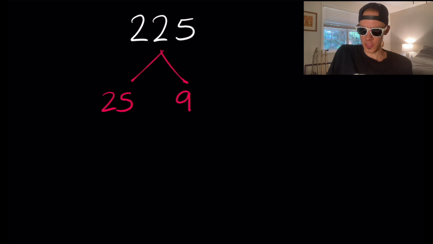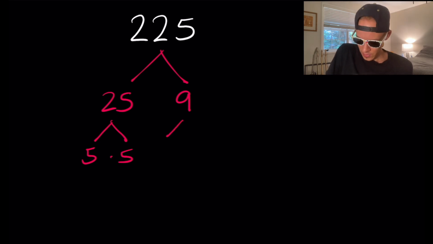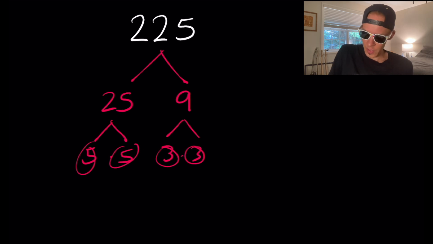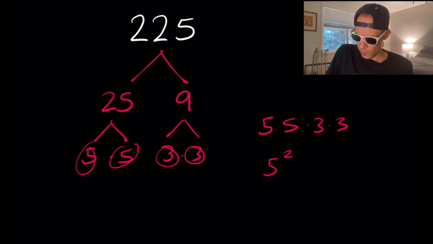I can split both of those numbers up, and actually both of those are perfect square numbers, and I'll show you what that means. 25, we can get that by doing 5 times 5. So we're squaring 5, that's why it's called a perfect square. And same thing with 9. 3 times 3, or 3 squared, is 9. That's why it's also a perfect square. All 4 of these numbers are prime numbers, so my prime factorization is exactly that. 5 times 5 times 3 times 3, or 5 squared times 3 squared.